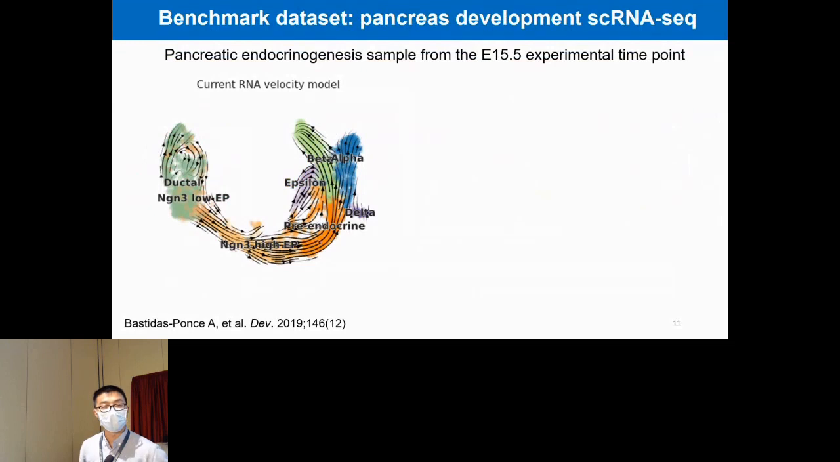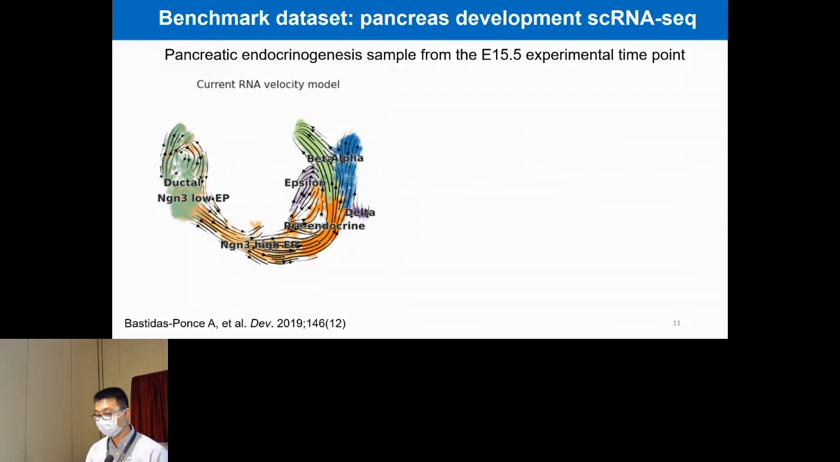Next, we try to use several benchmarking data sets to study our framework. So the first benchmarking data set is from pancreas development single-cell RNA-seq data. This sample is constituted with 8 different cell types, and they have a well-known development order, which starts from the ductal cell toward the pre-endocrine cell and the endocrine cell, which includes the beta and the alpha cell.